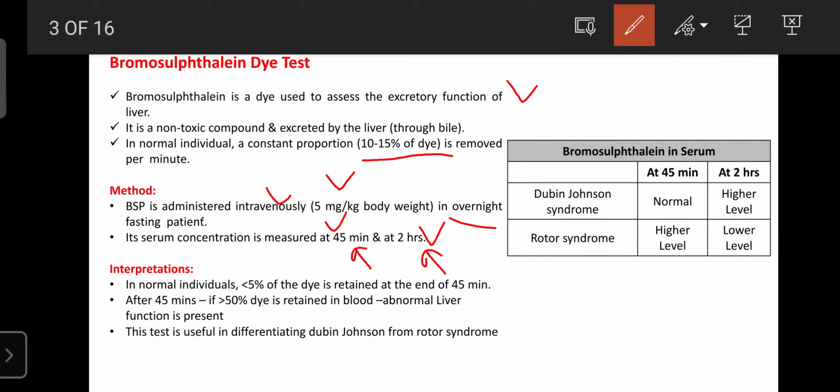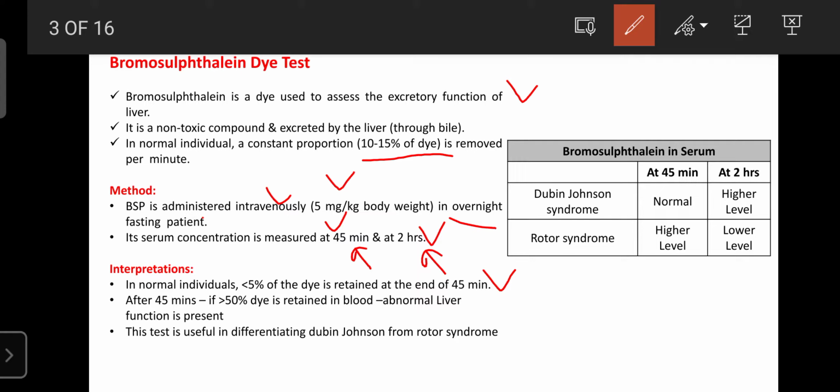Okay, in a normal individual, less than 5% of the dye is retained at the end of 5 minutes. Of whatever was administered, only less than 5% is retained. The remaining is conjugated by the liver with glucuronic acid and excreted through the bile, stored in the gallbladder. When you take food, with the help of the bile, it is excreted through the feces. Okay, that is the normal result.